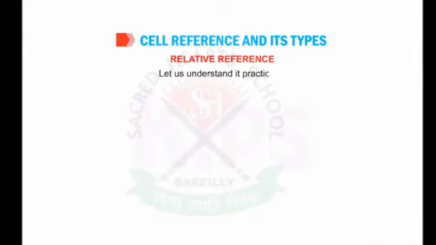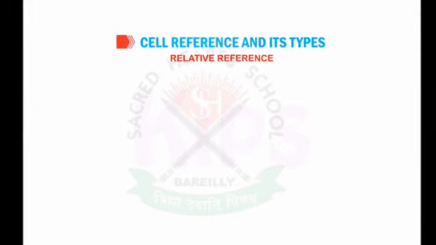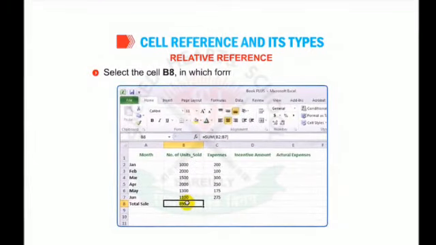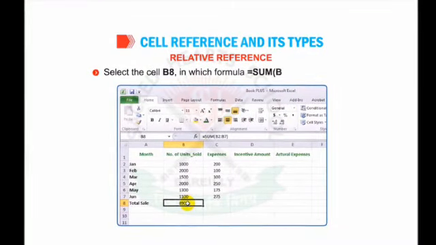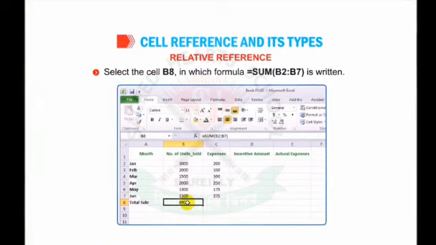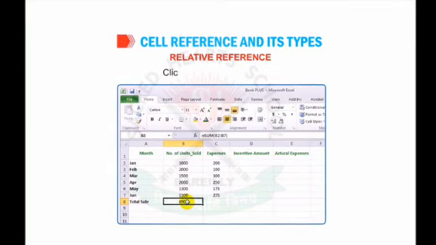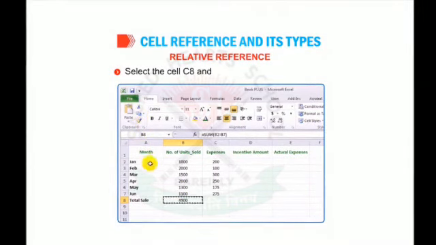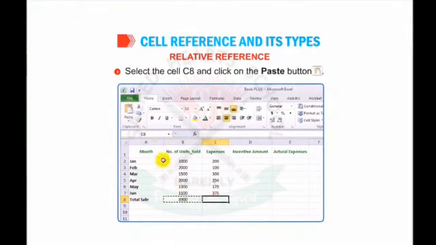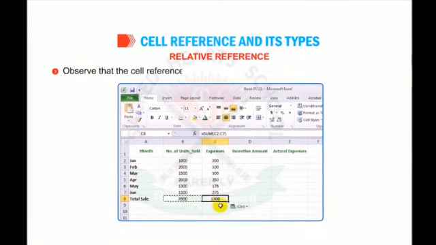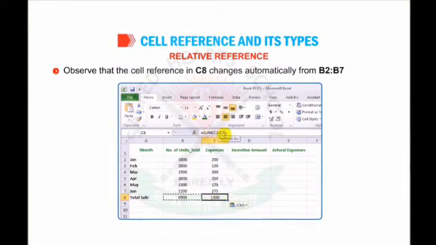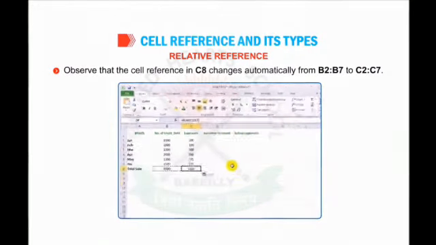Let us understand it practically. Select the cell B8 in which the formula equal to sum, bracket in, B2 to B7, is written. Click on the copy button. Select the cell C8 and click on the paste button. Observe that the cell reference in C8 changes automatically from B2 to B7 to C2 to C7.